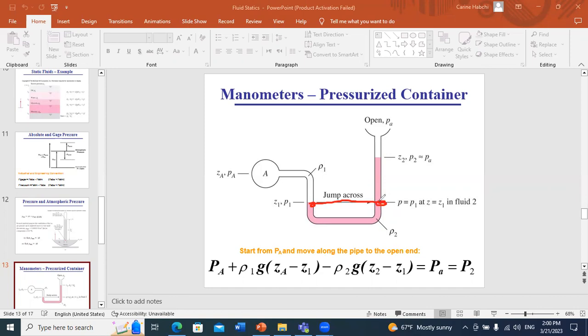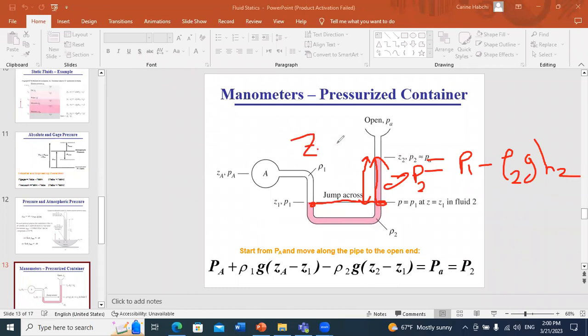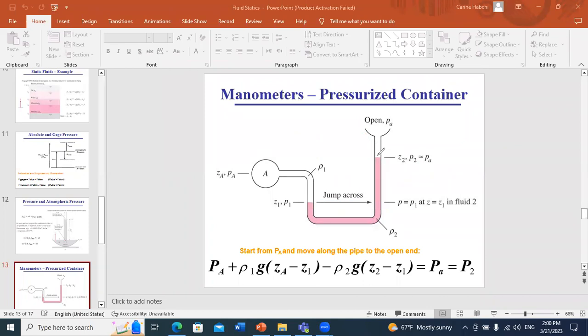Now, as I move upward, the pressure will decrease, so I should now subtract. P2 is equal to P1 minus rho of fluid 2 times G times H2. And what is H2? H2 is the distance from this level to this one, which is Z2 minus Z1. And then I can find the pressure at this level.